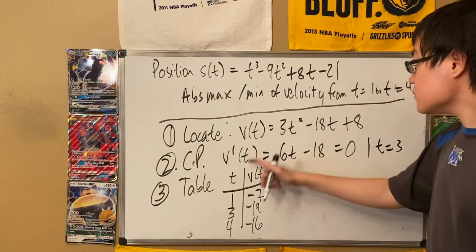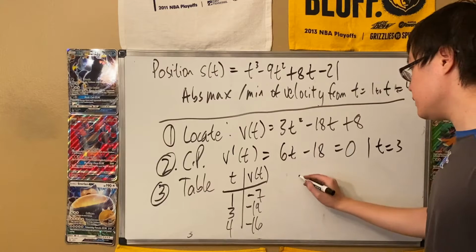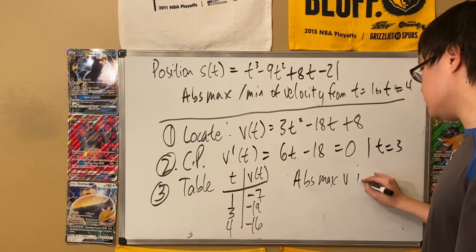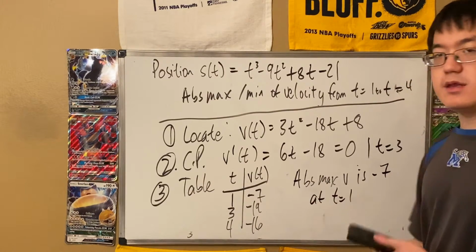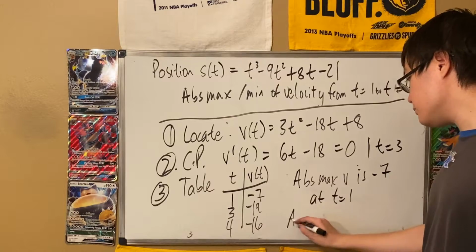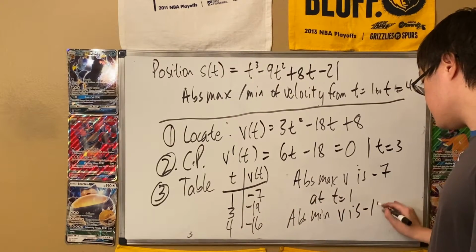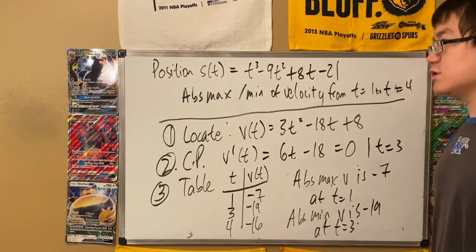So in this question, what's the absolute max? That's the biggest number. That's going to be negative 7. So abs max velocity is negative 7 at t is equal to 1. The abs min velocity is negative 19 at t is equal to 3. And that finishes the question.